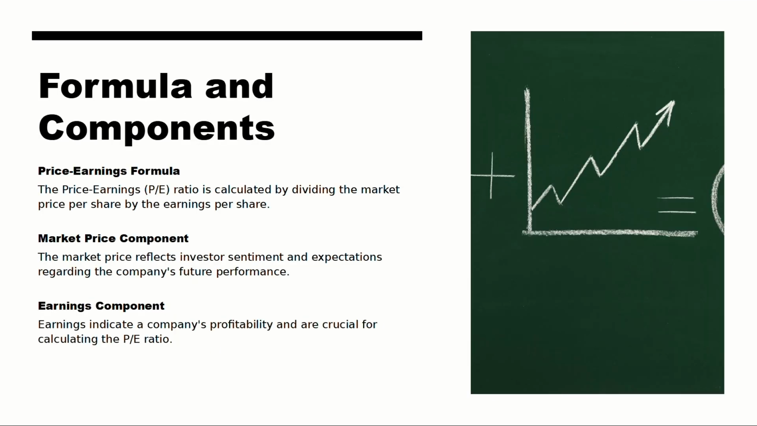Formula and components. Price earnings formula. The price earnings PE ratio is calculated by dividing the market price per share by the earnings per share. Market price component. The market price reflects investor sentiment and expectations regarding the company's future performance. Earnings component. Earnings indicate a company's profitability and are crucial for calculating the PE ratio.